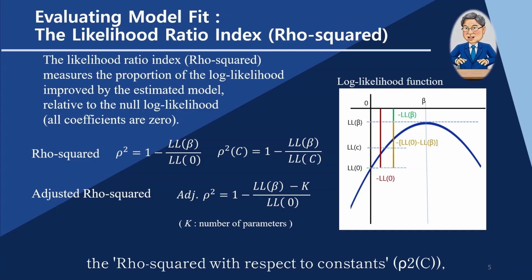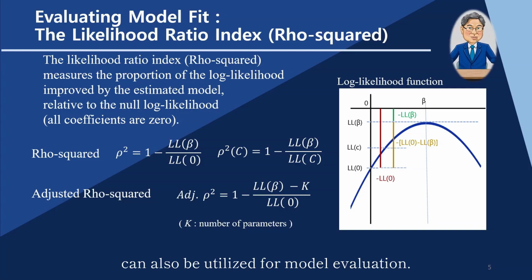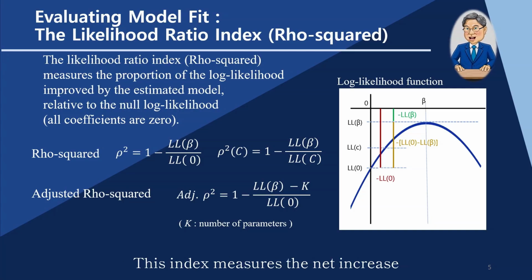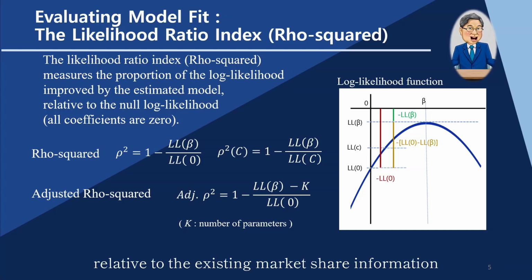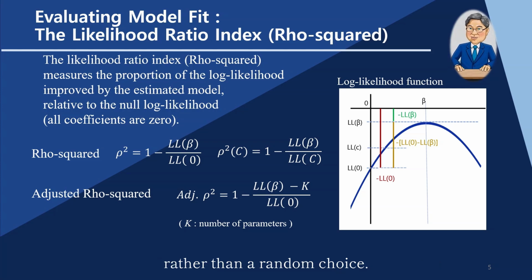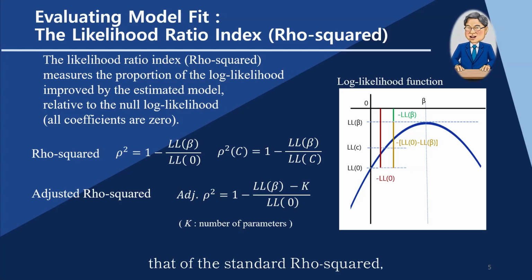Additionally, the Rho-squared with respect to constants, which uses LL of C as its baseline, can also be utilized for model evaluation. This index measures the net increase in explanatory power contributed purely by the explanatory variables relative to the existing market share information rather than a random choice. Consequently, although its value typically appears somewhat lower than the standard Rho-squared, it holds significant analytical value in identifying the pure contribution of the explanatory variables.